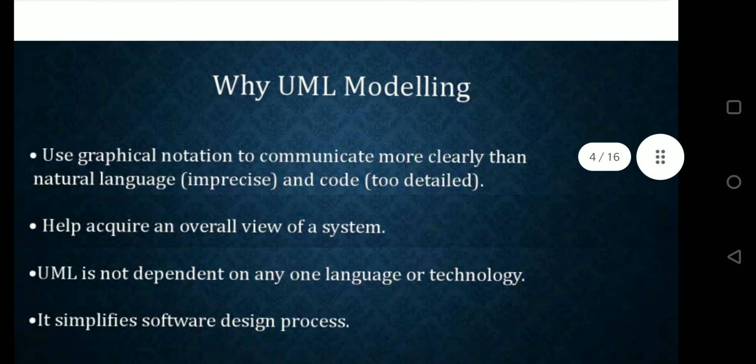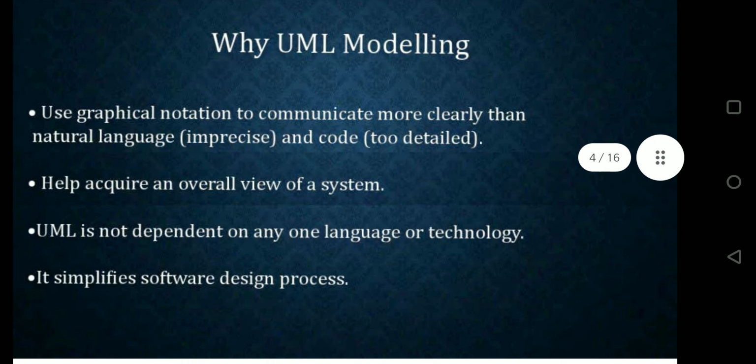Before going further, let us know why we have to go for UML modeling, because other diagrams are there which do the same thing. The difference is it uses graphical notation to communicate more clearly than natural language and code. It helps acquire an overall view of a system. UML is not dependent on any one language or technology. It simplifies the software design process.